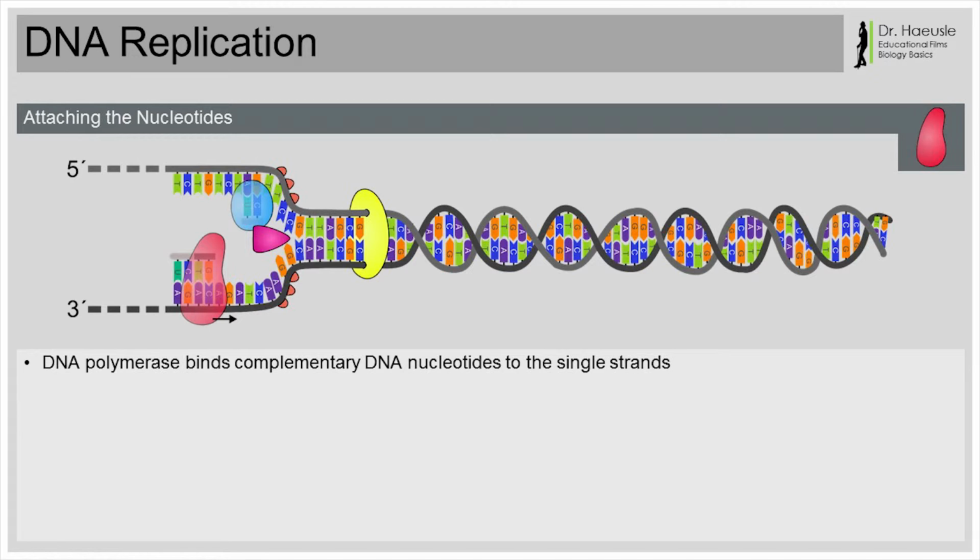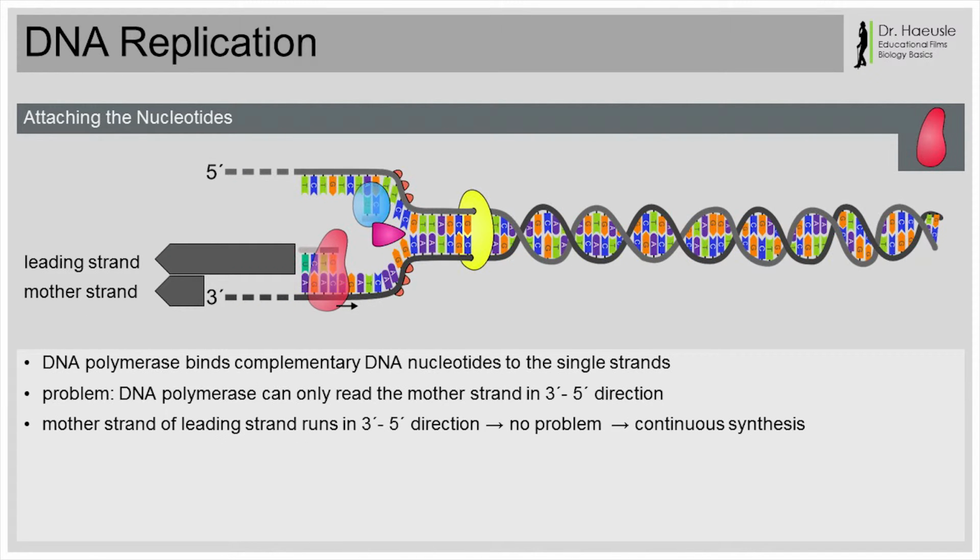But there is an important problem. The DNA polymerase can only read the original mother strand, the template strand, in 3' to 5' direction. For one of the two strands, this is not a problem. The DNA polymerase reads this mother strand from its 3' to its 5' end in the direction in which the replication fork moves. As soon as the helicase has opened the double strand a little further, the DNA polymerase can continue to move without trouble.